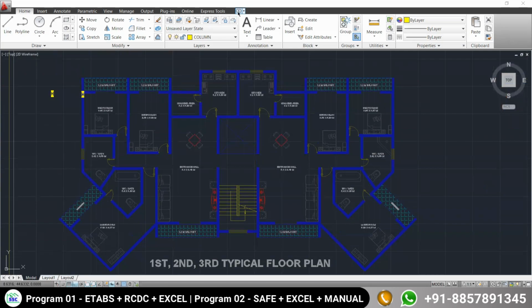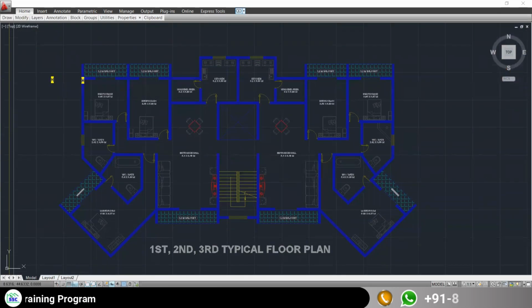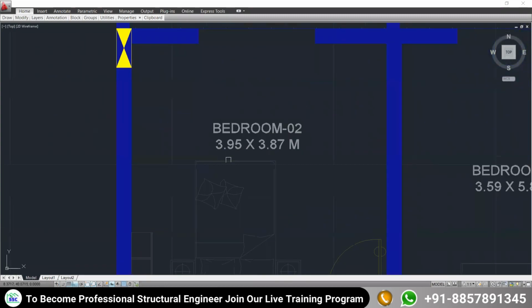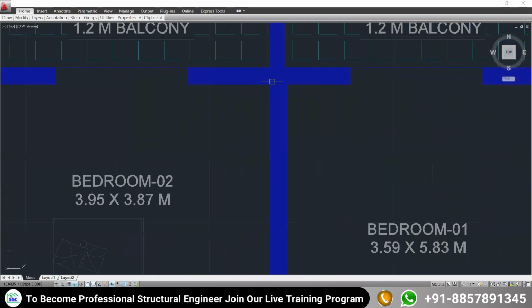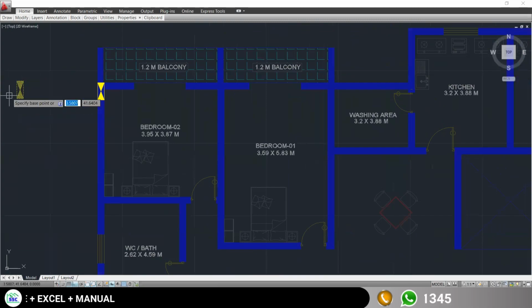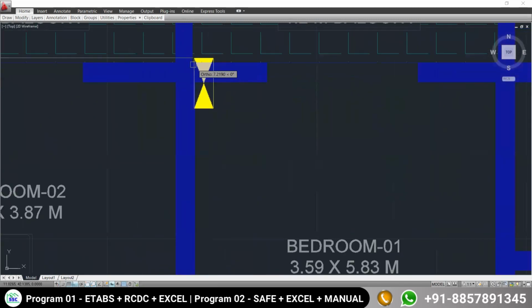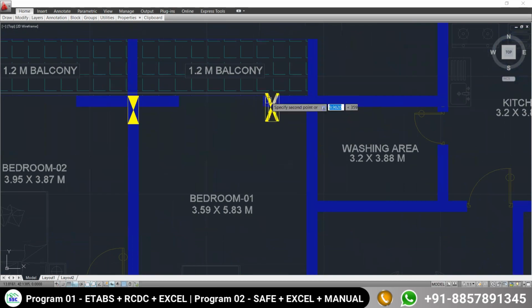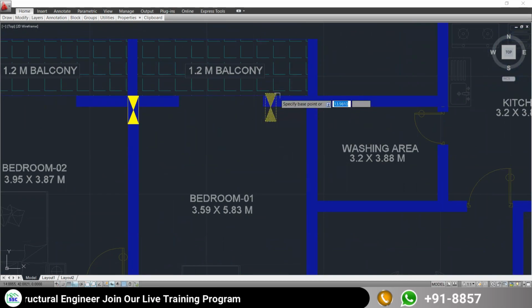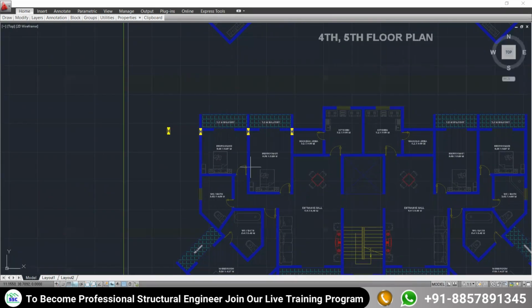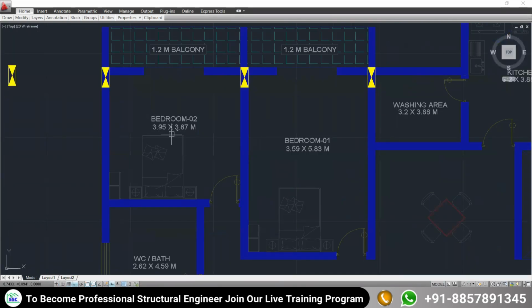Okay. Now next, from here, the span is 3.95. So it is important to take a column here also. I'm going to take a column from here, take the copy, and from here to here I'm going to put the column. This is another column I'm going to take. Now here again I'm going to take one column, from here to here. So 3.95, almost 4 meter.